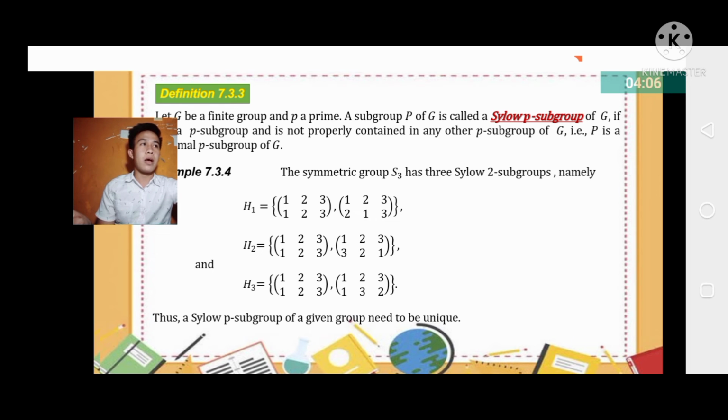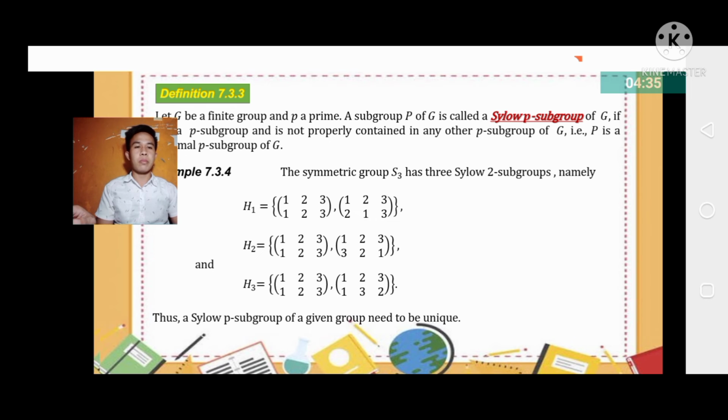But this time, let us proceed to my second presentation, because I will be discussing how these 3 subgroups arise or exist. So how can we determine these 3 subgroups? I will also be discussing the symmetric group S3, no?